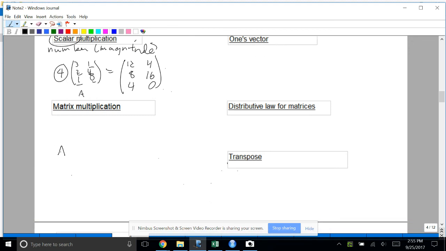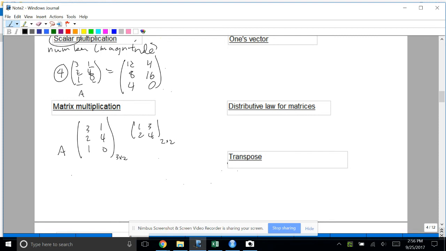So let's say we have A. What we have is 3, 2, 1, 1, 4, 0. So this is a 3 by 2 matrix. And let's see, we got 1, 2, 3, 4. That's not right. Let me just go back to what I wanted. So what do we have here? We have a 2 by 2 matrix.